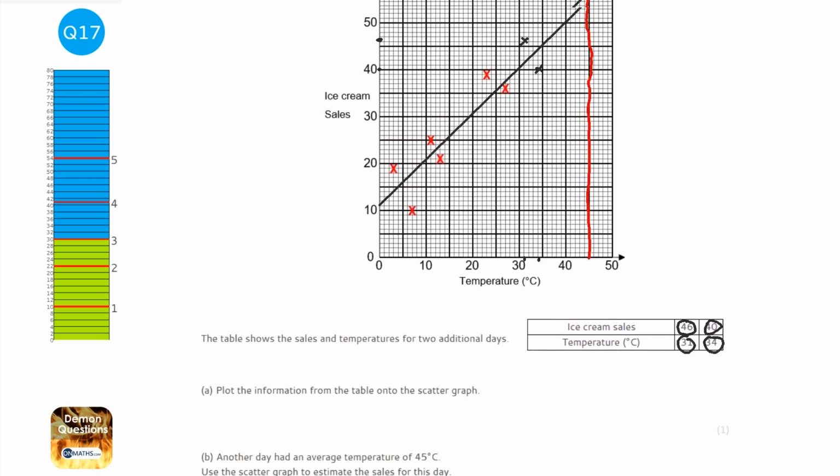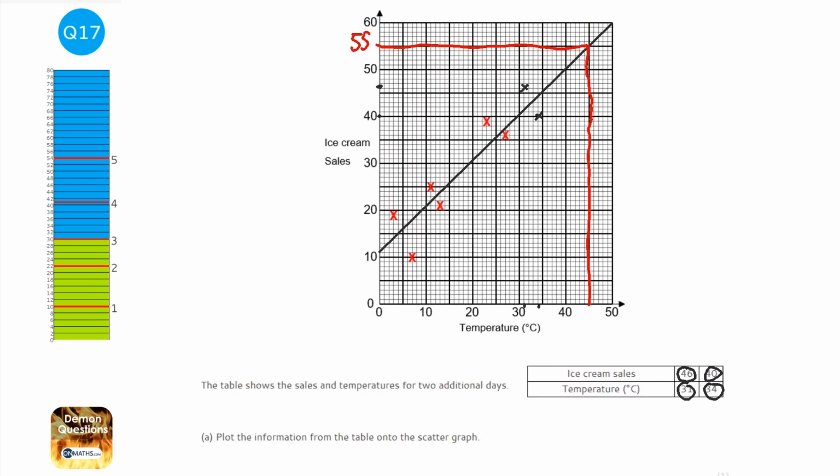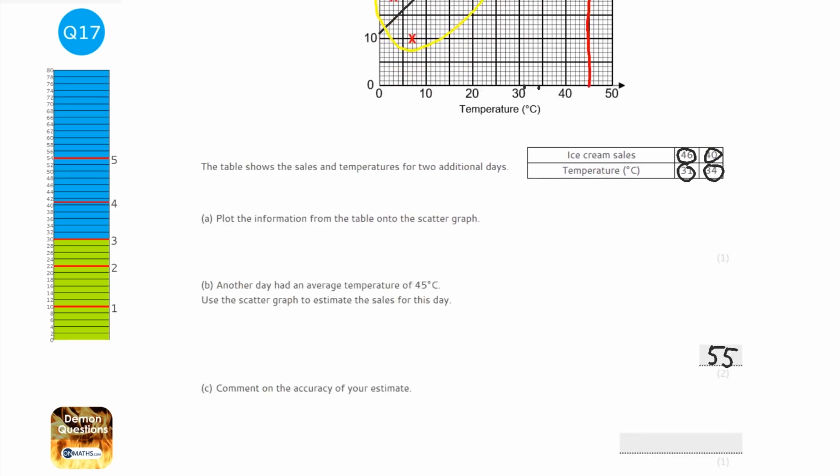Now, what do we notice about this? Well, look at where all the data is. All the data is here, and yet we're estimating outside the range of the data. Okay, it's called extrapolation, where you do that.